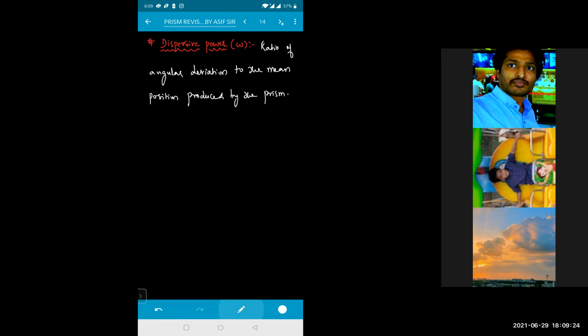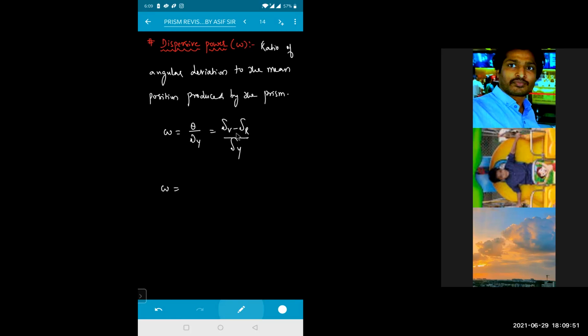Dispersive power is nothing but what, beta? It is the ratio of angular dispersion to the deviation produced by the mean color of the prism. That means omega is equal to theta by the deviation of the mean color. So what is the mean color for violet and red, beta? Yellow. So theta is nothing but delta V minus delta R, divided by the deviation of yellow, isn't it?